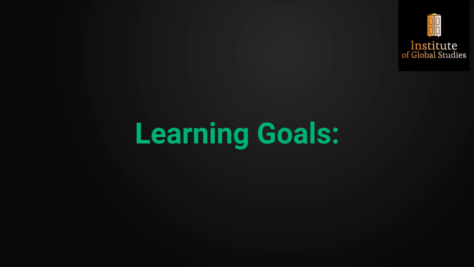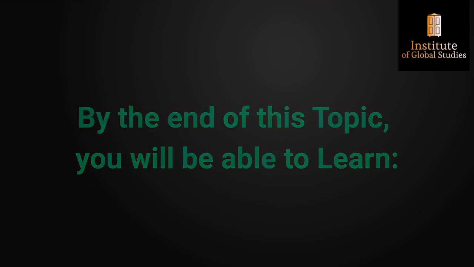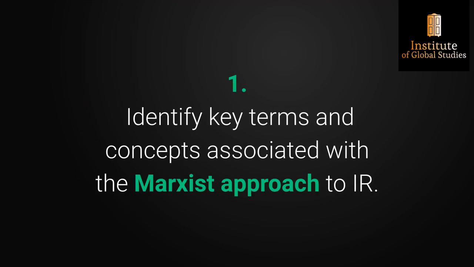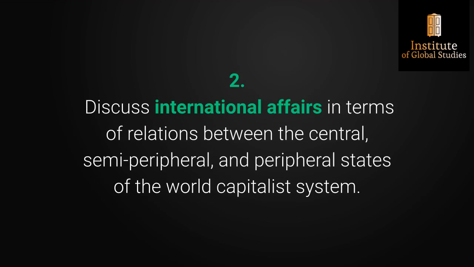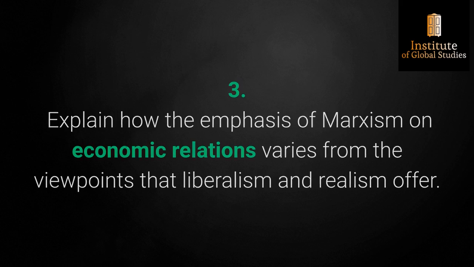Learning goals. By the end of this topic, you will be able to: 1. Identify key terms and concepts associated with the Marxist approach to IR. 2. Discuss international affairs in terms of relations between the central, semi-peripheral, and peripheral states of the world capitalist system. 3. Explain how the emphasis of Marxism on economic relations varies from the viewpoints that liberalism and realism offer.